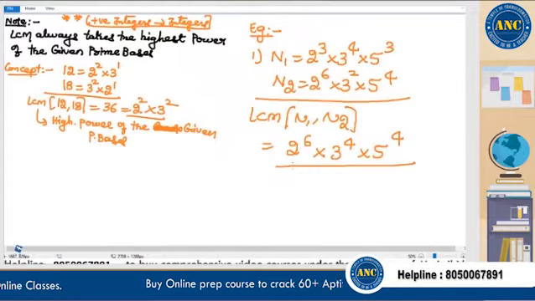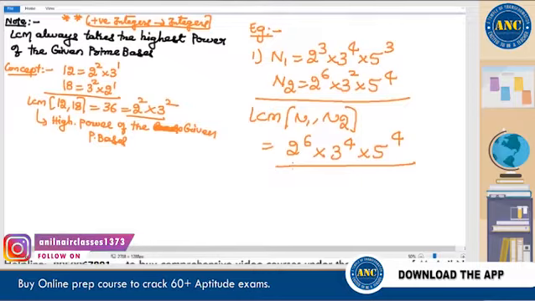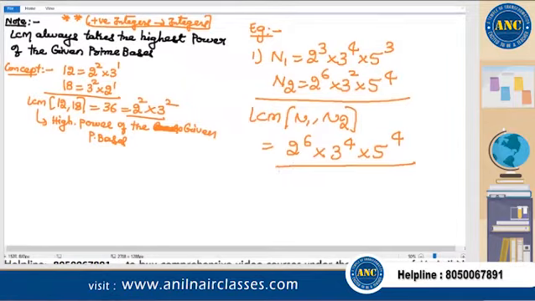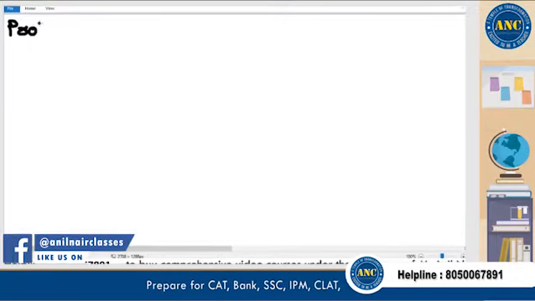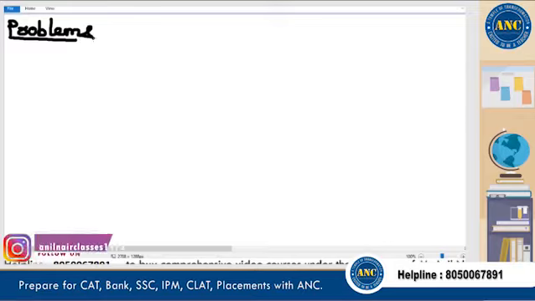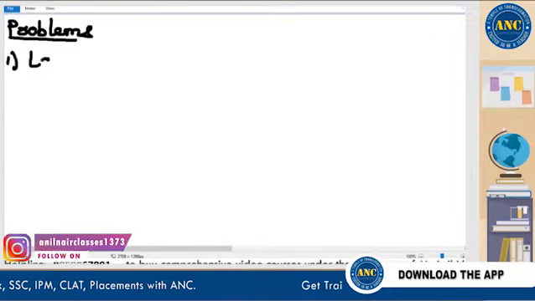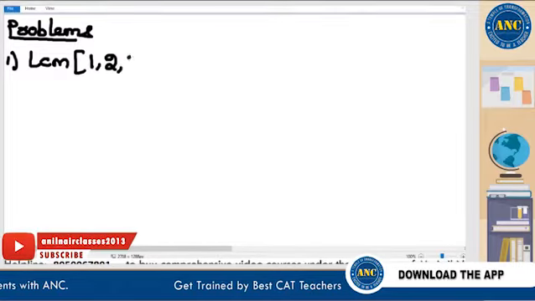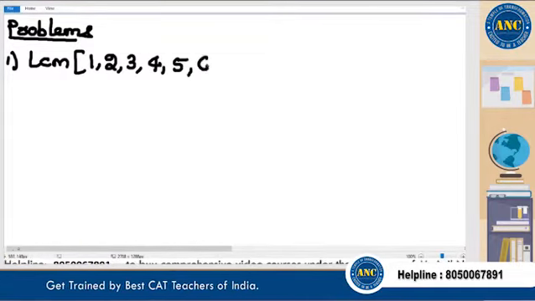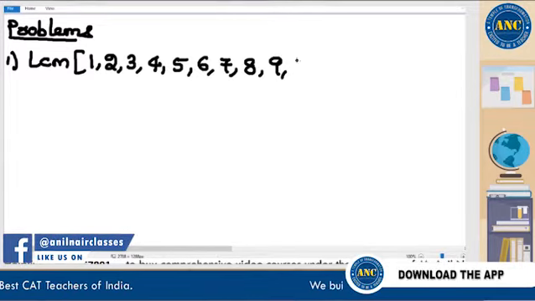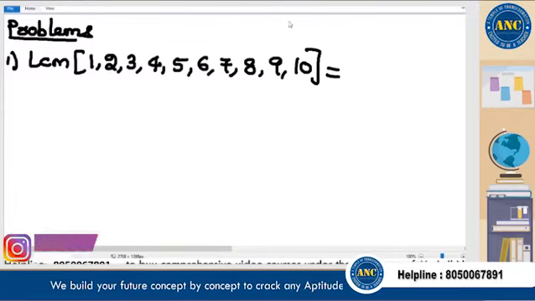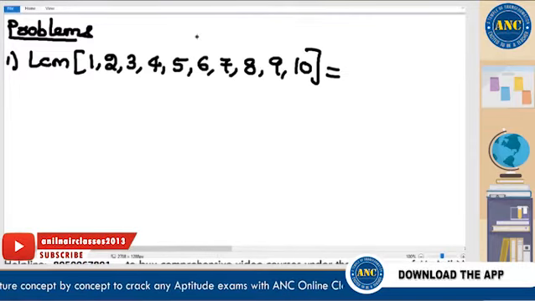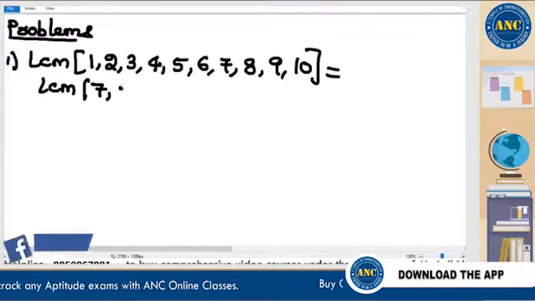Listen carefully, sir. 10-15 minutes. I will go to very, very high level. LCM always takes the highest power of the given prime basis. Side heading, write down problems. First question. LCM of 1, 2, 3, 4, 5, 6, 7, 8, 9, 10. Next question. In that one only, LCM of 7, 8, 9, 10.